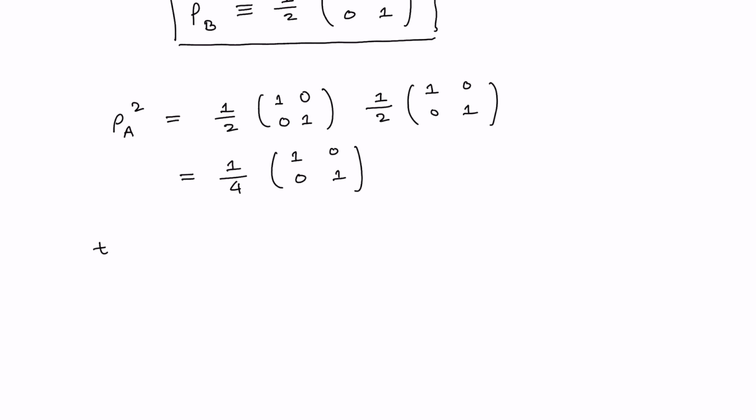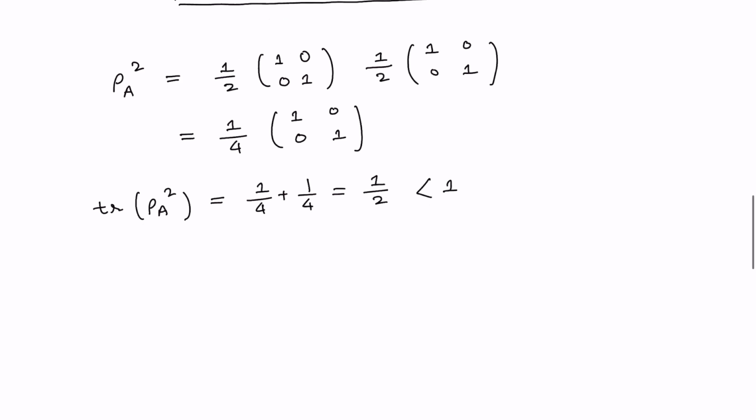Now if you take the trace of rho A square, that is the sum of the diagonal elements, you are going to get 1/4 plus 1/4, and that is equal to 1/2, which is less than 1.